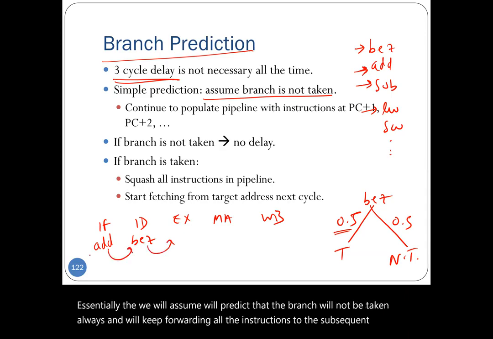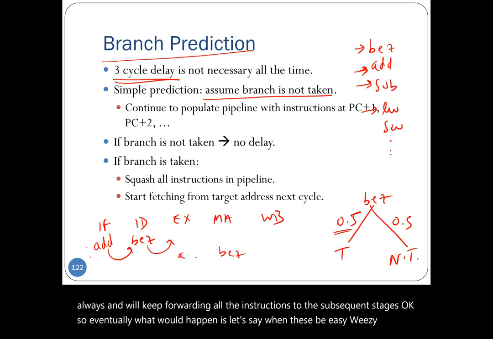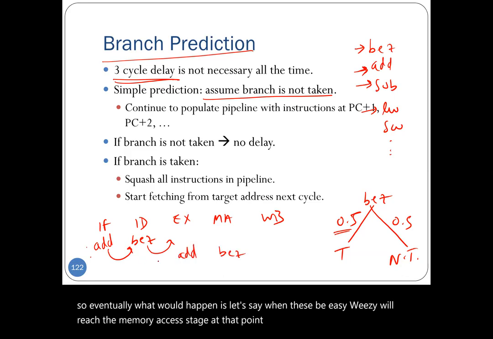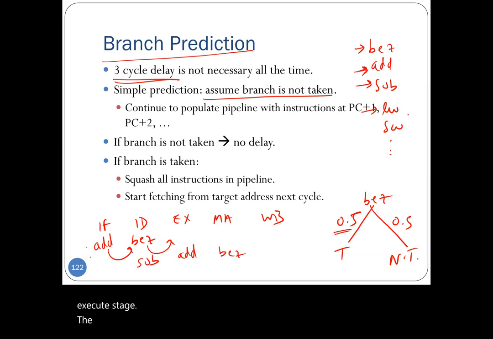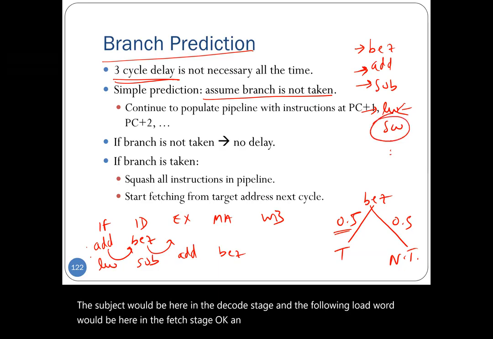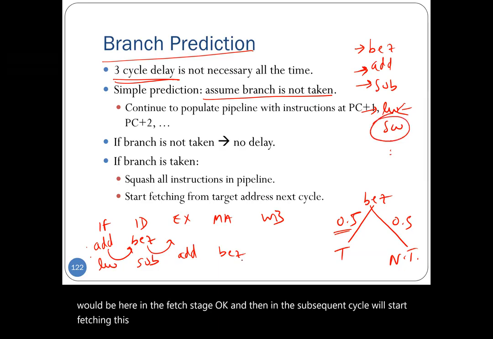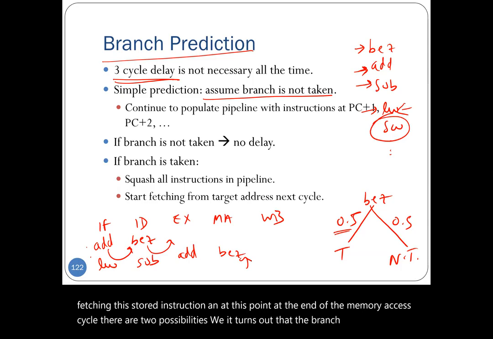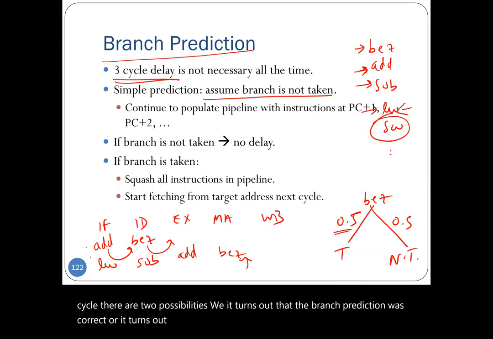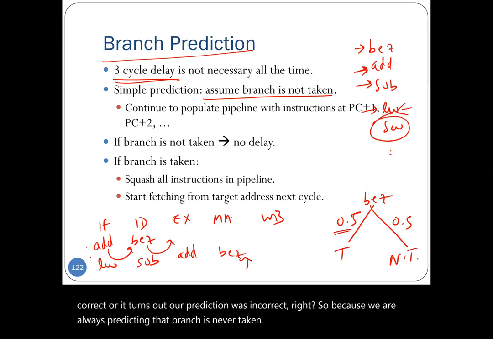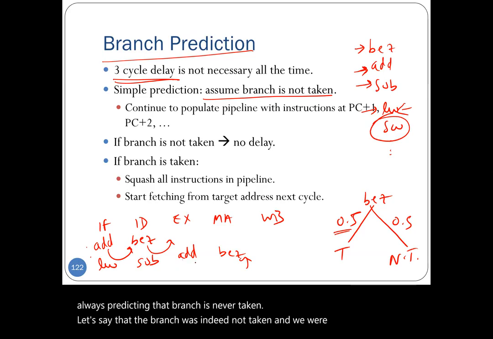Okay, so eventually what would happen is, let's say when this BEZ reaches the memory access stage, at that point this add is, let's say, here in the execute stage, the subtract would be here in the decode stage, and the following load word would be here in the fetch stage. Okay, and then in the subsequent cycle we'll start fetching this store word instruction. And at the end of the memory access cycle, there are 2 possibilities. It turns out that the branch prediction was correct, or it turns out our prediction was incorrect, right? So because we are always predicting that the branch is never taken, let's say that the branch was indeed not taken and we were right. So what that means is, we have used these 3 cycles.